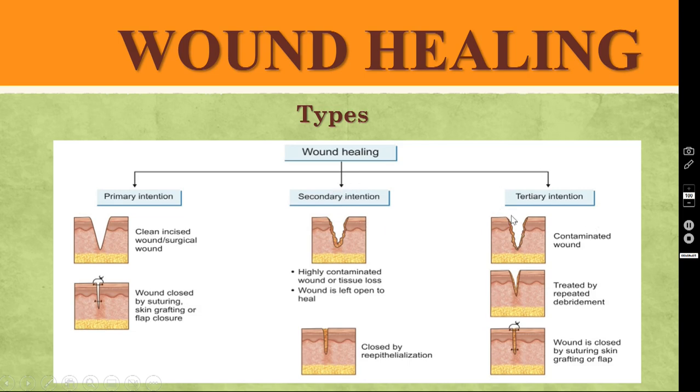Whereas there is another type of wound healing called tertiary intention. Here also the wound is contaminated, but it is treated by repeated debridement and wound cleaning. So after a few days, the wound is closed by suturing the skin or by skin graft or by a skin flap. This is what is called delayed primary suturing, delayed primary skin graft, or delayed flap cover.